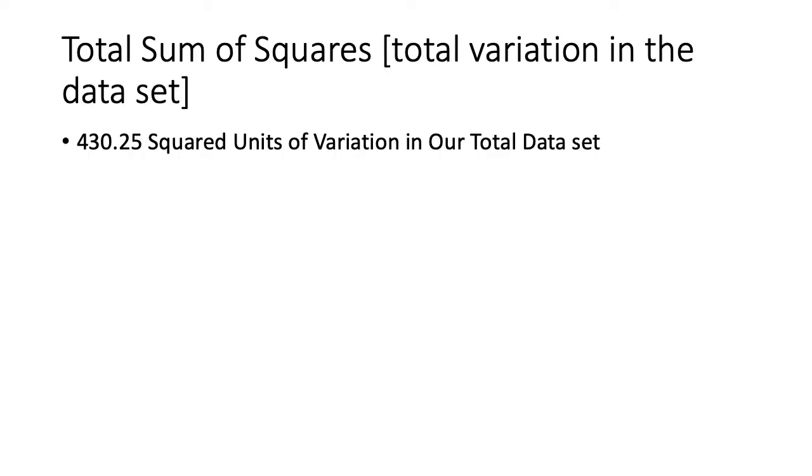So here we go again. Our total sums of squares is 430.25 squared units of variation in our total data set, squared units of sleep in our total data set. It's how much variation exists in the entire data set.